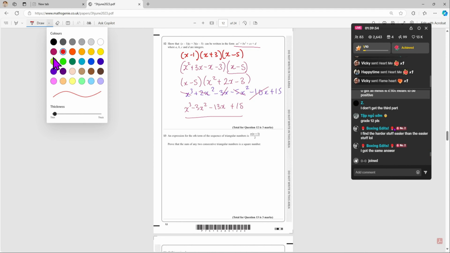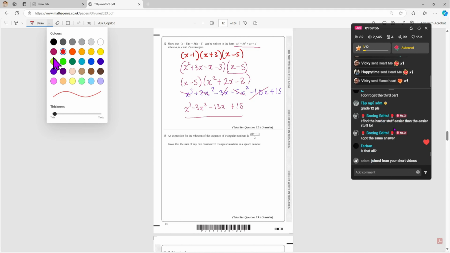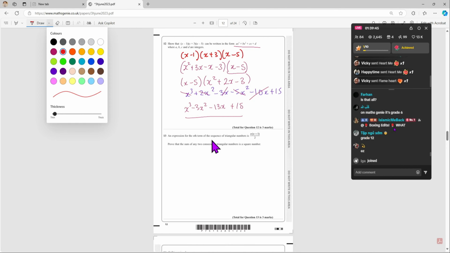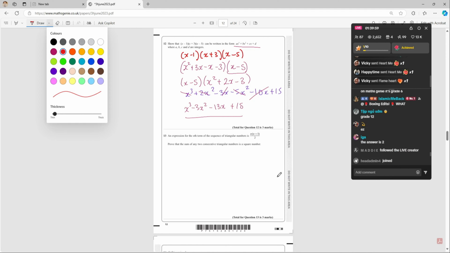So now, let's move on to our next question, guys. Question number 13. An expression for the nth term of a sequence of triangular numbers is n, then bracket n plus 1, over 2. Prove that the sum of any two consecutive triangular numbers is a square number.